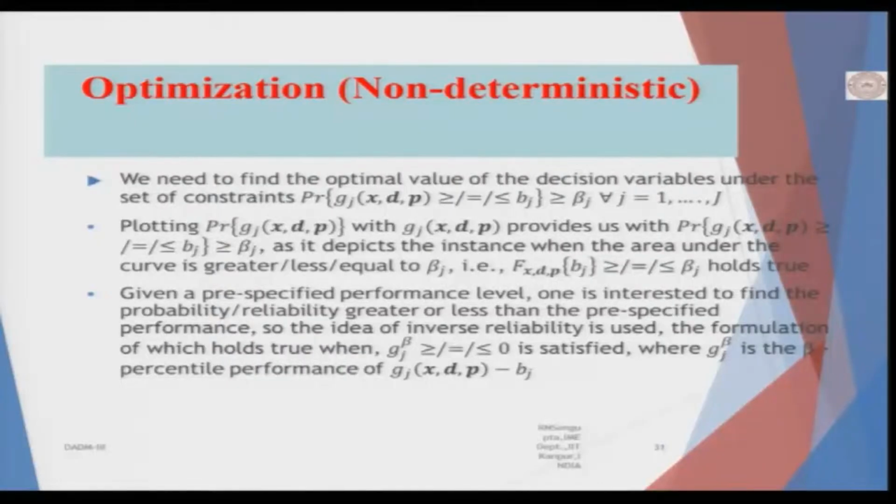Hence, you would count from the left hand side if it is less than, or if it is greater than, you will consider from the right hand side. So, given a predefined performance level, which will come from the problem formulation, beta, you will be interested to find the probability or the reliability such that it is greater than, less than, or equal to a pre-specified performance value, which would be given by doing the orthogonal transformation and finding gj's to the power beta, which is greater than, equal to, or less than or equal to 0.